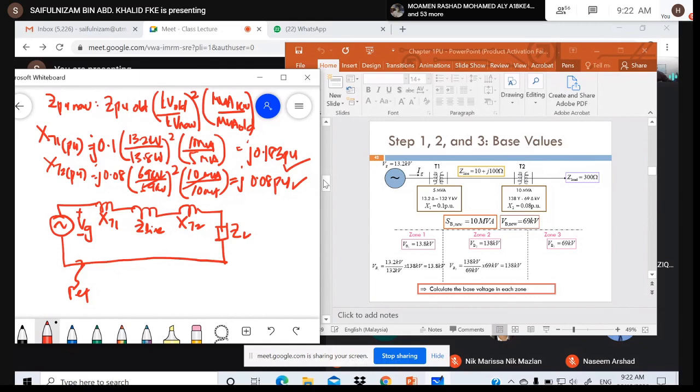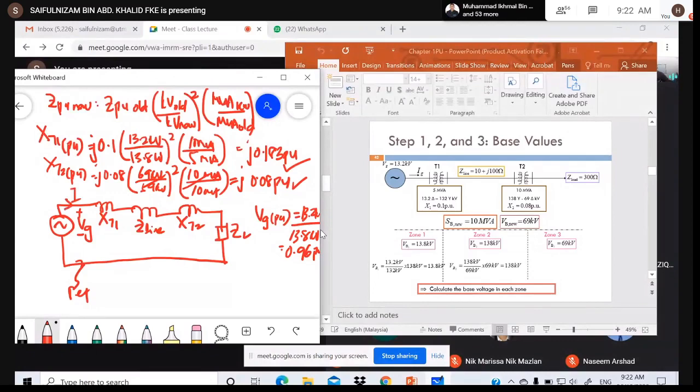So we can find what is the VG in PU, right? Yes. So what is VG in PU? Actual value 13.2 kV divided by what's the base value? 13.8 kV. So what you get? 0.96 PU. So we can calculate the per unit value of the generator. 0.96 PU.